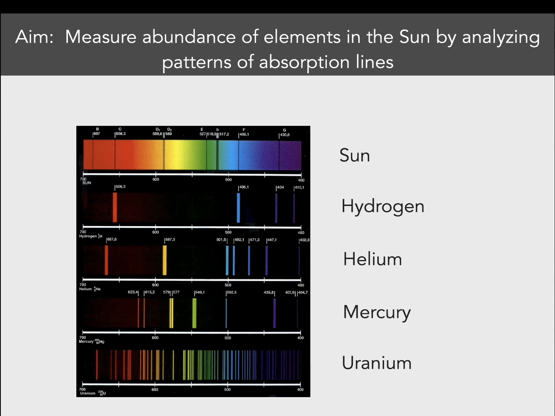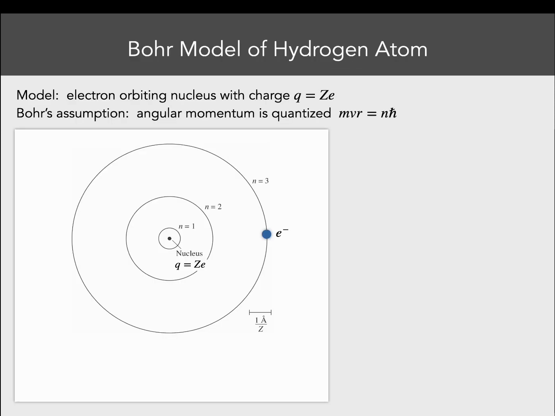And the game that we play is to try to match up these patterns of absorption lines with known spectra of different elements. So you could go into the laboratory and heat up gases with different elements in them and see what kinds of emission lines you get, or you could try to predict it theoretically. We'll look at the theoretical prediction for hydrogen because it's particularly simple.